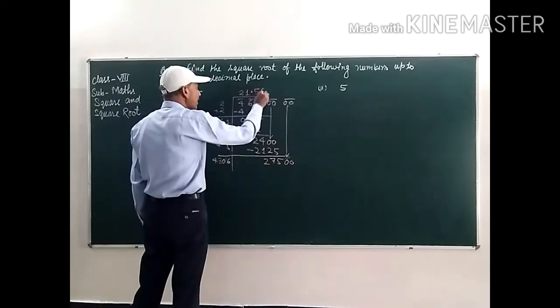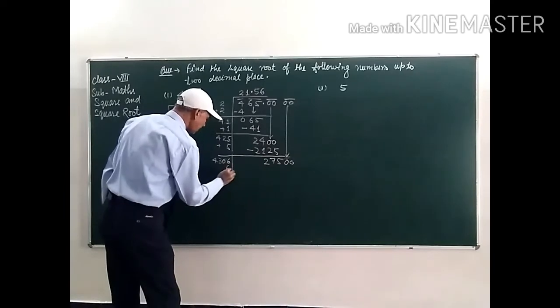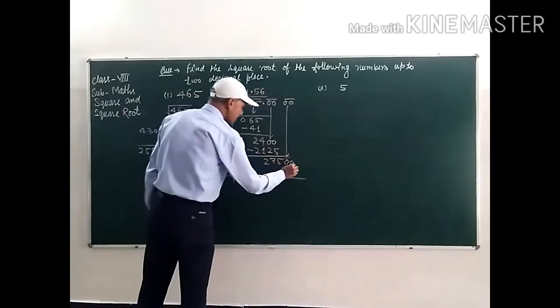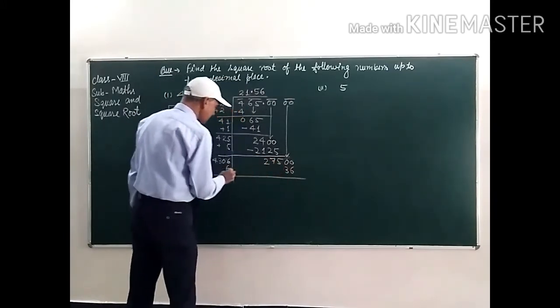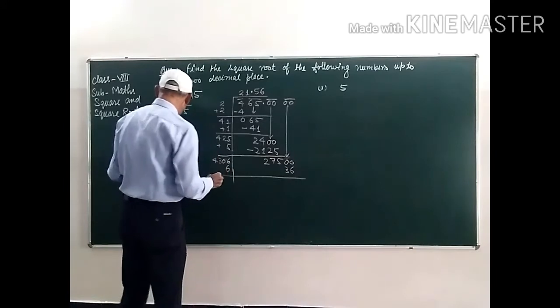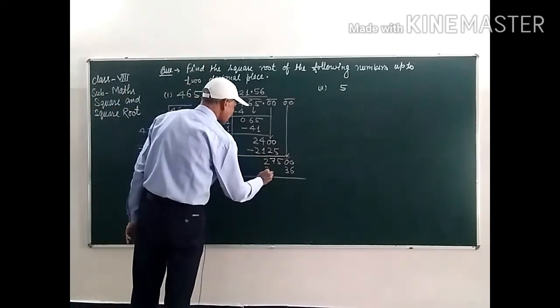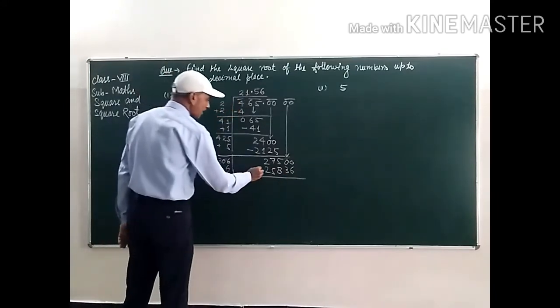Okay student, write here 6. And again by 6, 6 6s are 36, now 0 here, 3, 6 3s, I have written here the number, that is 25,836. Okay students, subtract this number.